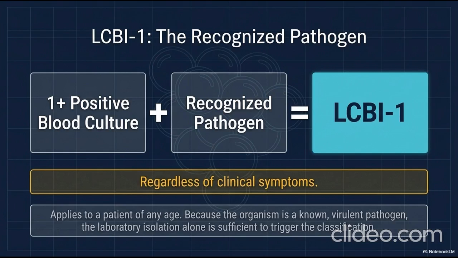LCBI-3 is the pediatric exception pathway for patients 1 year of age or younger. While it follows the same culture requirements as LCBI-2, it utilizes age-appropriate clinical triggers, including fever, hypothermia, apnea, or bradycardia.